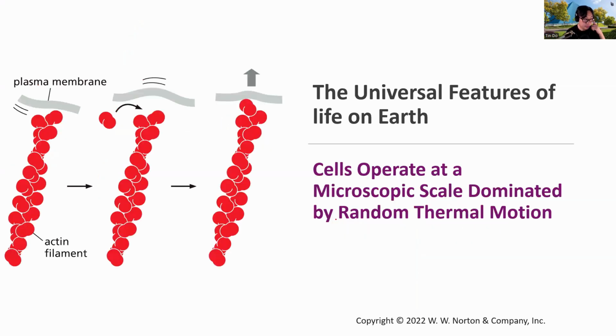Now, cells operate at a microscopic scale dominated by random thermal motion. Again, you have plasma membranes, you have actin filaments or the cytoskeleton underneath, and it's going to be moving back and forth. Now, I think this image is misplaced. It should be in relation to the last slide. But just know that when you're sitting in a room, you can feel thermal energy, especially if it's a hot summer day like it is today. You can feel the heat build up in the room.